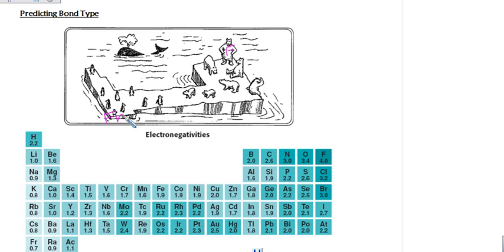This periodic table shows electronegativity values. All elements are given a specific rating. 4.0 is the highest, so the winner is fluorine. He's got the highest electronegativity rating of all elements.